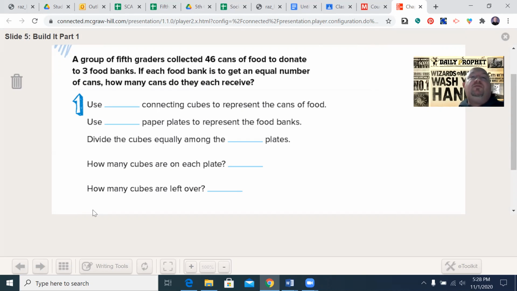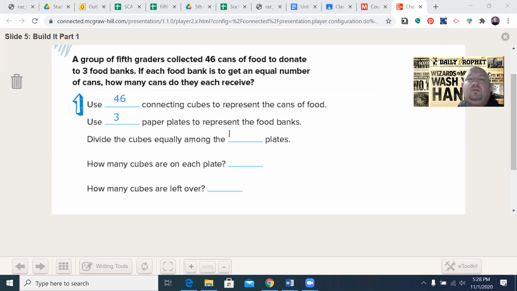All right. So a group of fifth graders collected 46 cans of food to donate to 3 food banks. If each food bank is to get an equal number of cans, how many cans do they receive? How many cubes would you need? I'll get my annotation tool here, or whatever it is you're going to use to sort. Well, you find the number up here is 46, so we're going to do that. And how many paper plates or spots that you want to sort these do you need? Well, right up here you see a 3. So that's going to be our problem.